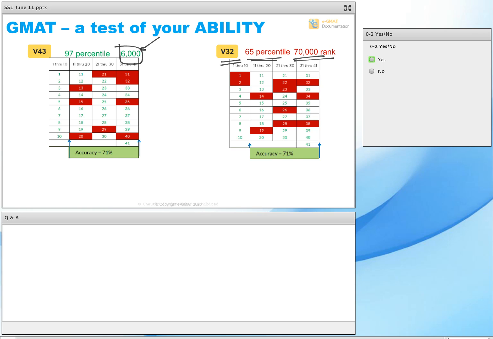Let's get a few more responses. Based on this, how many of you are inferring that the GMAT's really harsh? It really punishes you for making mistakes, and especially for making mistakes early on. 3, 2, and 1. But 76 responses.